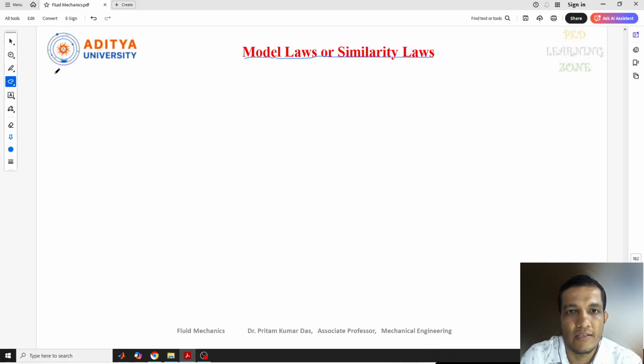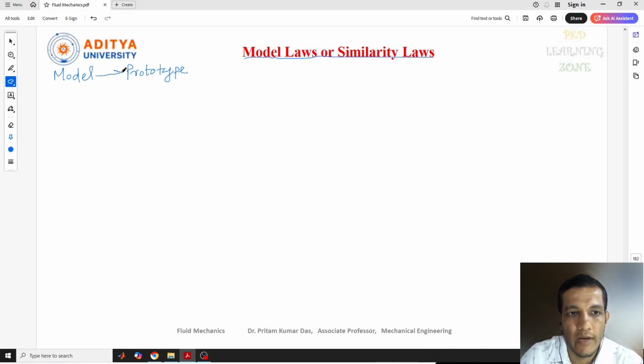have discussed the dimensions and the different types of dimensions, and after that we discussed the model and the prototypes. So the concept started from the model and prototype. These are the two important things. We have already discussed what is model and what is prototype, and after that we discussed the forces which are acting on the moving fluids, and then next to that we discussed a number of dimensionless numbers.